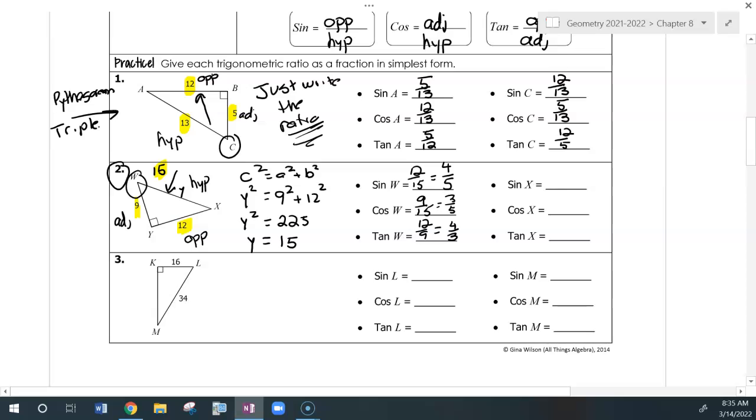And if you can recognize a Pythagorean triple, then you don't have to actually do the Pythagorean theorem. The most famous one is 3, 4, 5, and then any multiples of 3, 4, 5. So look at number 2. If you multiply 3 by 3, you get 9. Multiply 4 by 3, you get 12. Multiply 5 by 3, you get 15. So that's a Pythagorean triple.